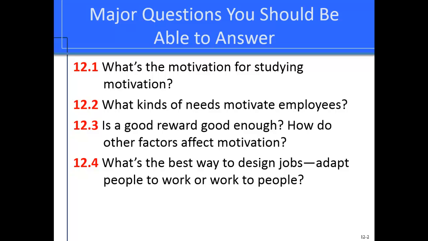motivate employees? Part 3 is over the process perspective on employee motivation. The major question that relates to this part of the chapter is, is a good reward good enough? How do other factors affect motivation? Fourth part of the chapter is over job design perspective on motivation. So what's the best way to design jobs? Adapt people to work or work to people?